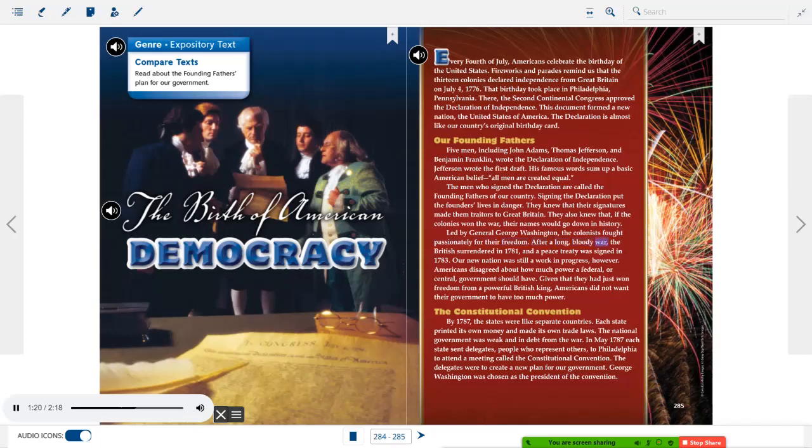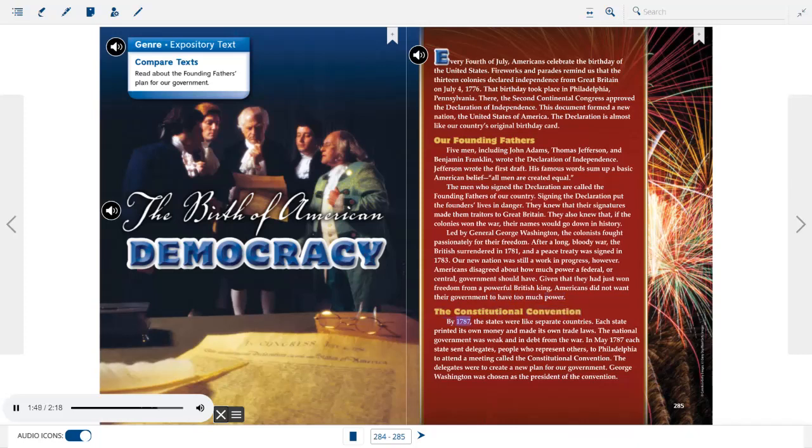After a long, bloody war, the British surrendered in 1781, and a peace treaty was signed in 1783. Our new nation was still a work in progress, however. Americans disagreed about how much power a federal or central government should have. Given that they had just won freedom from a powerful British king, Americans did not want their government to have too much power. The Constitutional Convention.